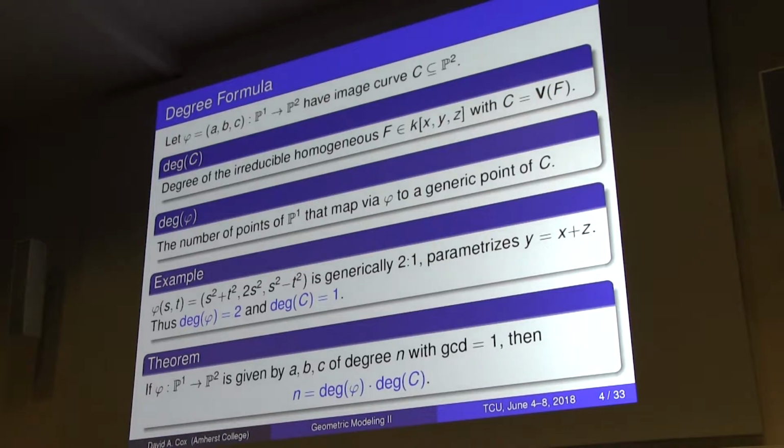And so the degree of phi is 2, and the degree of the curve is 1. And of course, what the theorem says, under the hypothesis where the degree is n with the GCD 1, is that the degree n is always the degree of the map times the degree of the curve. And of course, in practice, you often want that to be degree 1. And so the idea is that you want phi to be birational from P1 onto the curve C.